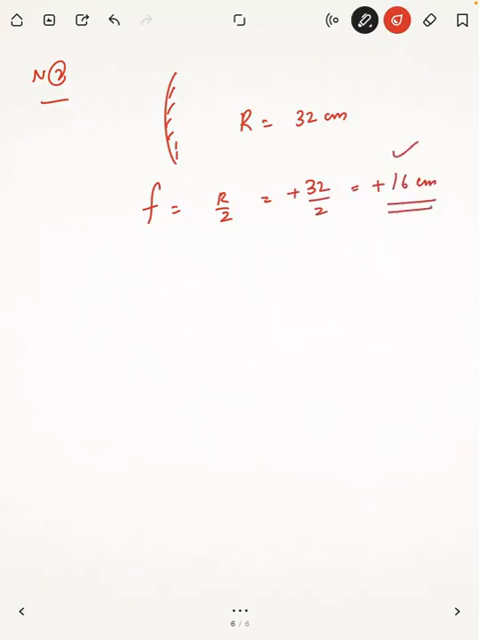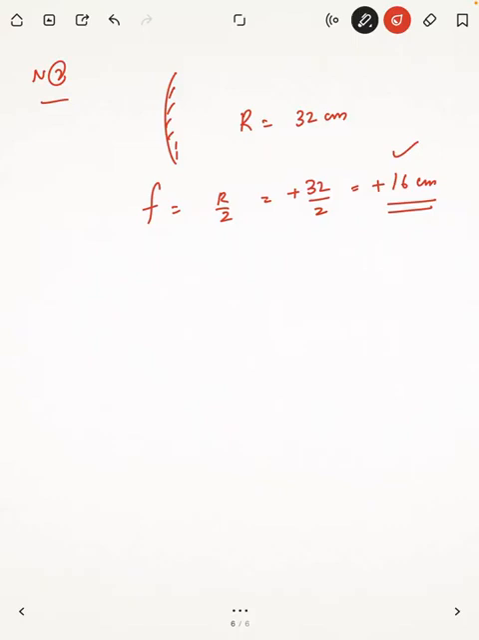Positive sign means that it is a convex mirror. When you write f equal to plus 16 centimeter, it is a convex mirror. When you write f equal to minus 16 centimeter, it refers to a concave mirror. So these are the important points.